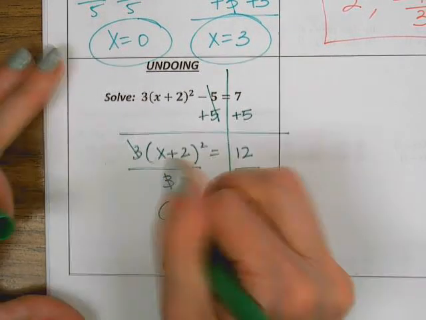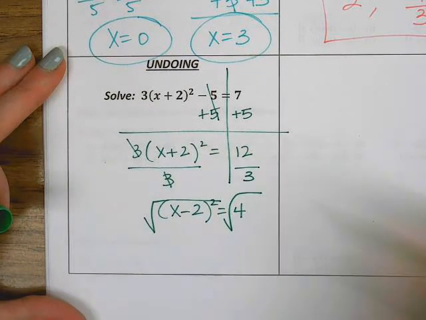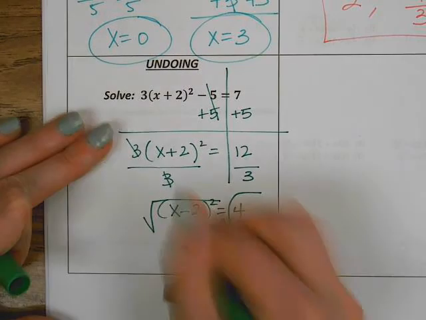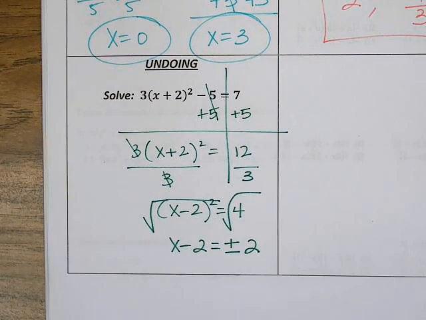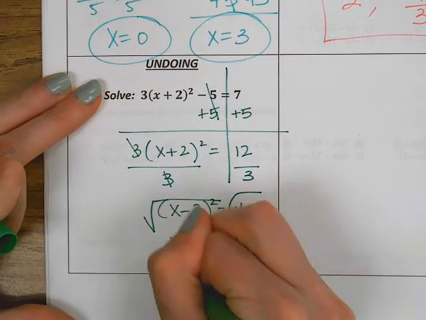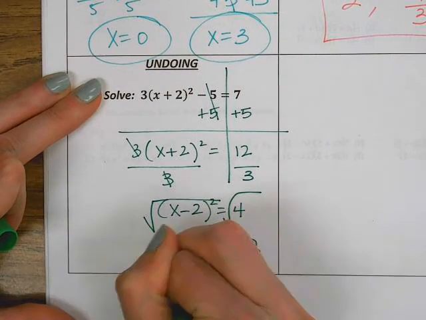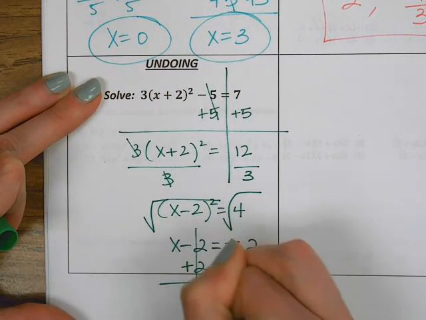And then we're going to square root both sides. And get x minus 2 equals, don't forget plus or minus, square root of 4 is 2. And last step, add 2, add 2. Okay, so what does x equal?